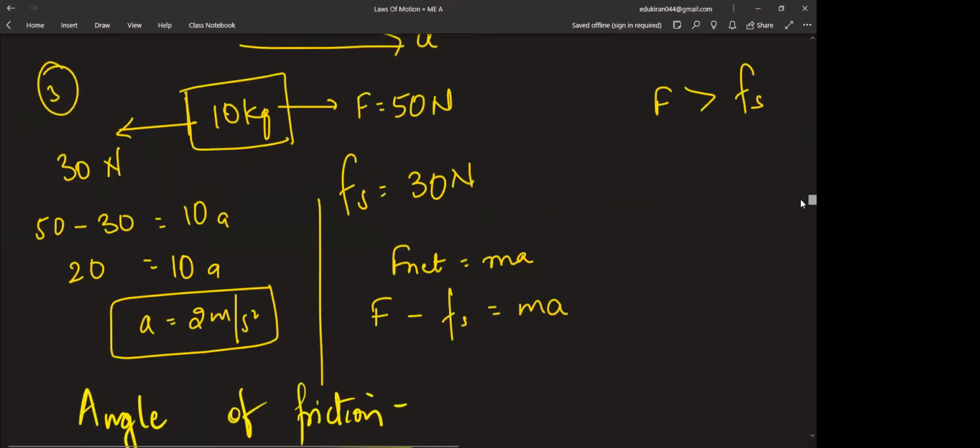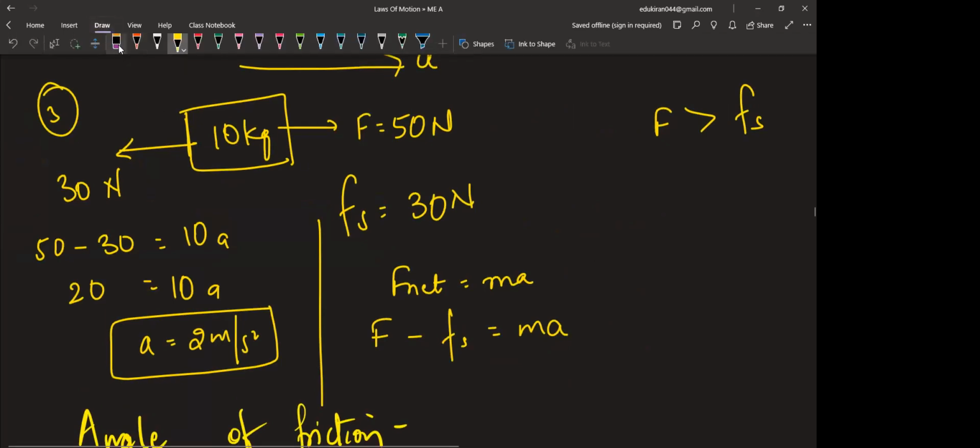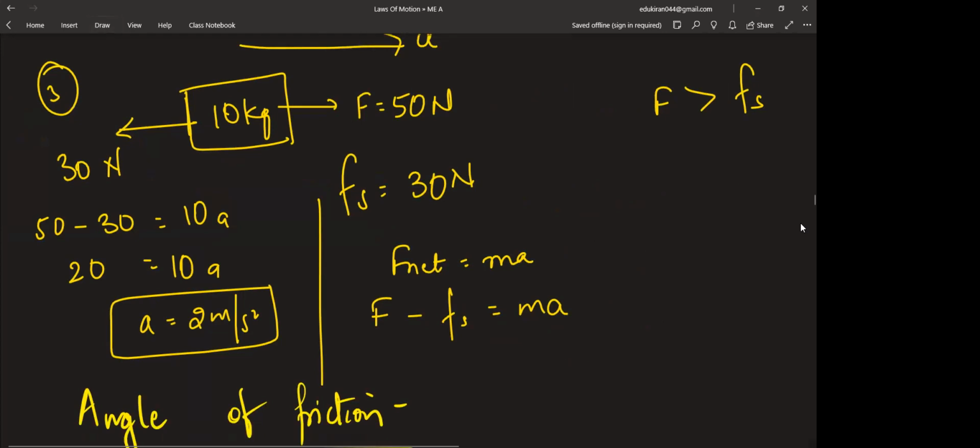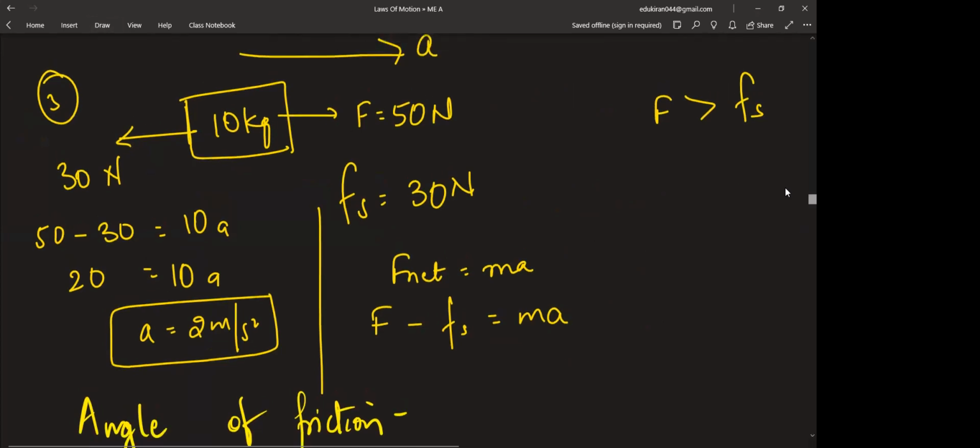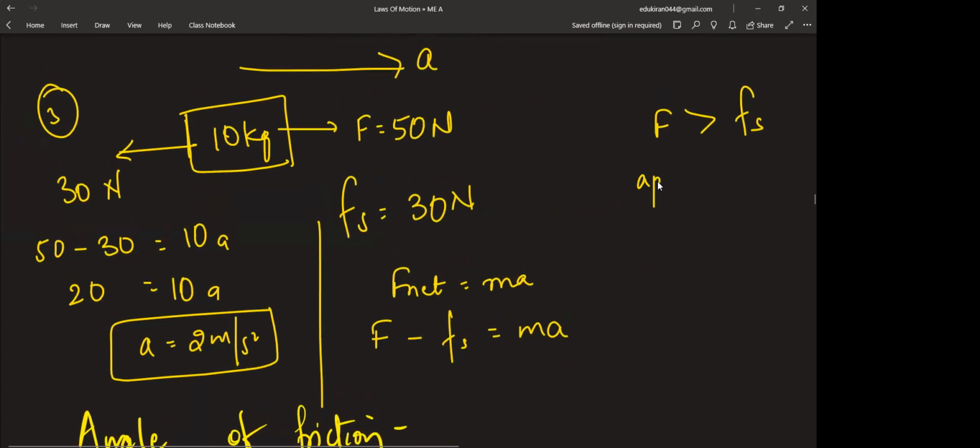One thing here, class: in the last part, I told you that this is static friction. But when we calculate now, we know that this friction is greater than the applied force. This is the applied force, and it is greater than the static friction, right? So it means the body will move.